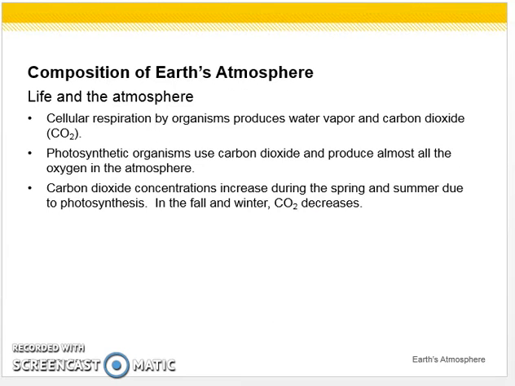Cellular respiration by organisms produces water vapor and carbon dioxide. That's you and me. Photosynthetic organisms, plants, use carbon dioxide and produce almost all oxygen in the atmosphere. Carbon dioxide, otherwise known as CO2, concentrations increase during the spring and summer due to photosynthesis by the plants. In the fall and winter, it decreases.